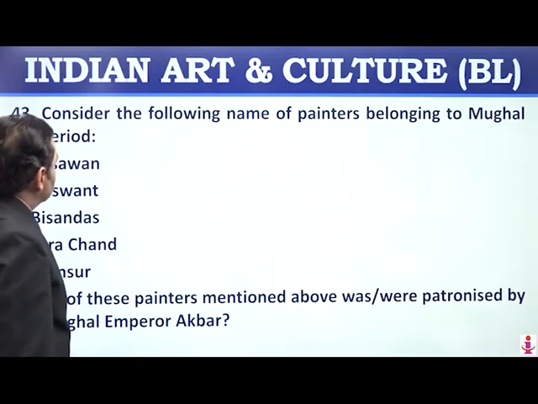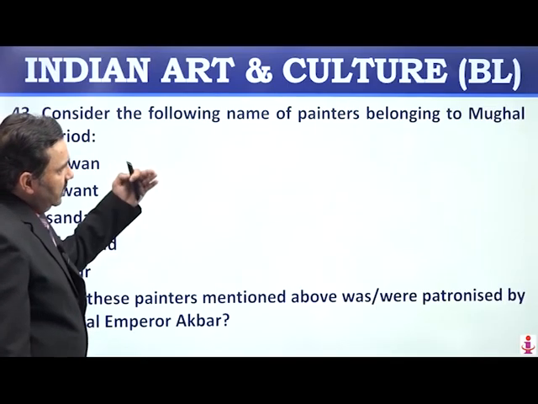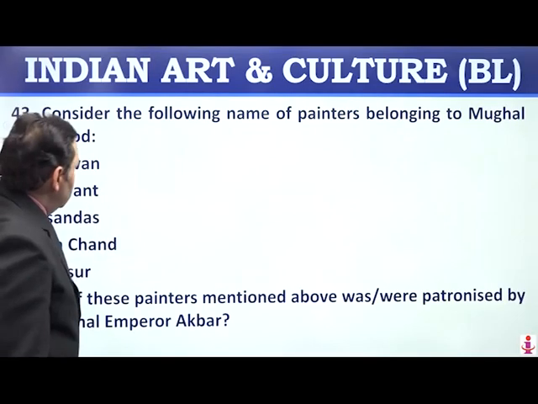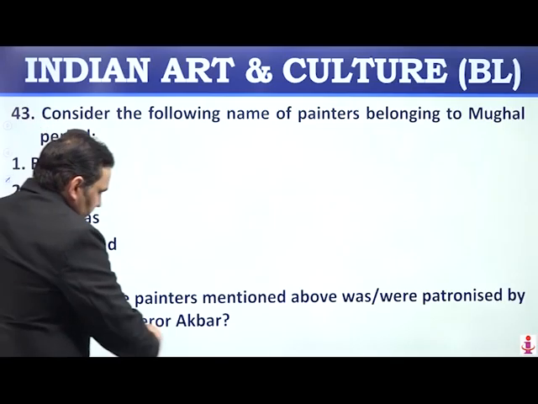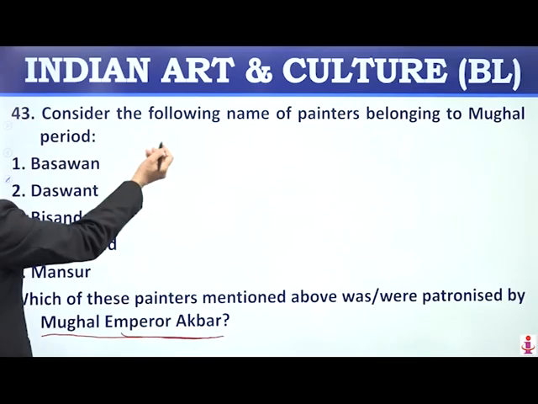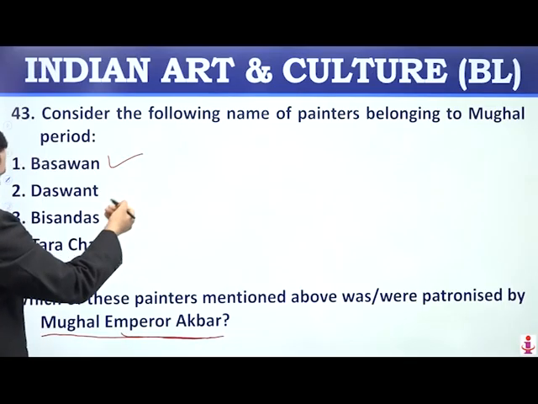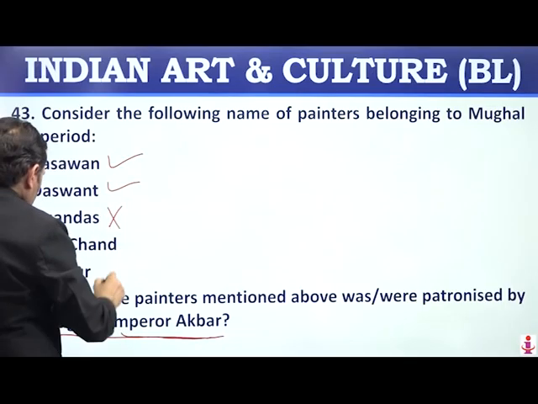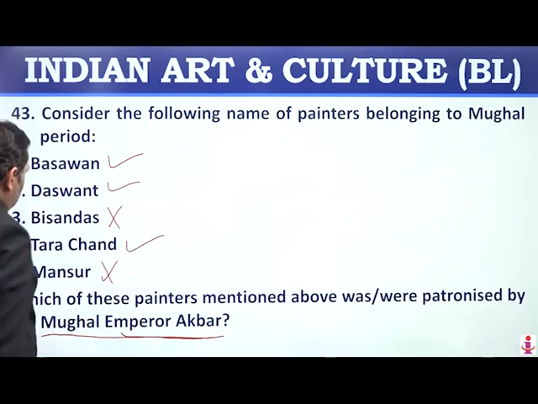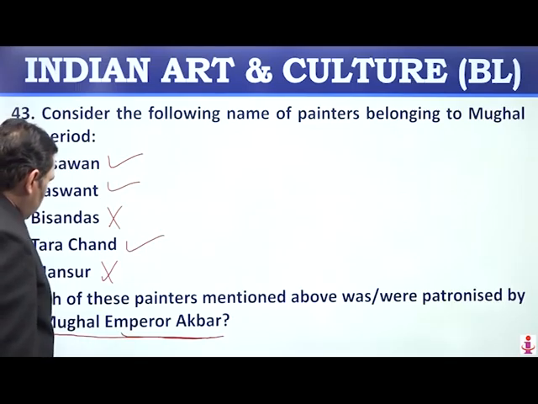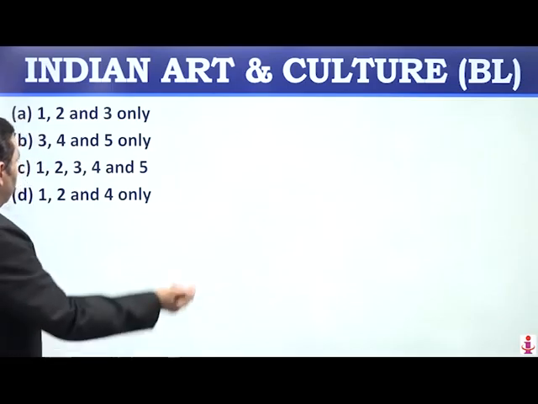43. Consider following names of painters. Which of these were living in the court of Emperor Akbar? Basawan, Daswant, not Bishandas, not Mansur, Tara Chand. Bishandas and Mansur were in the court of Jahangir. So 1, 2 and 4.